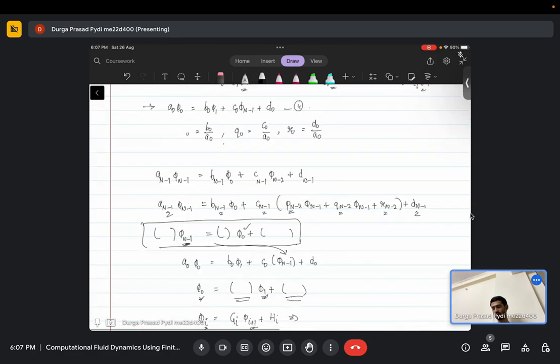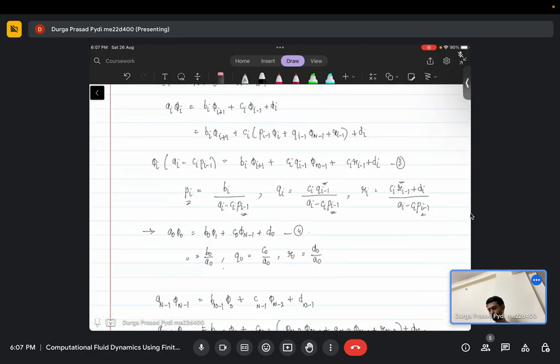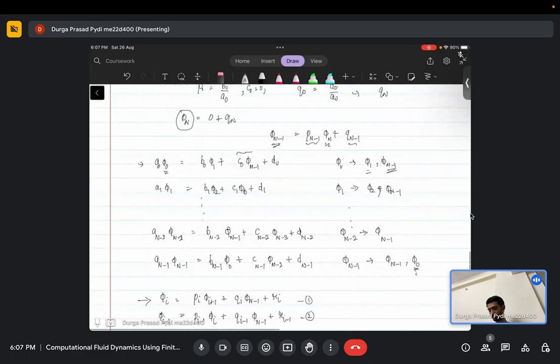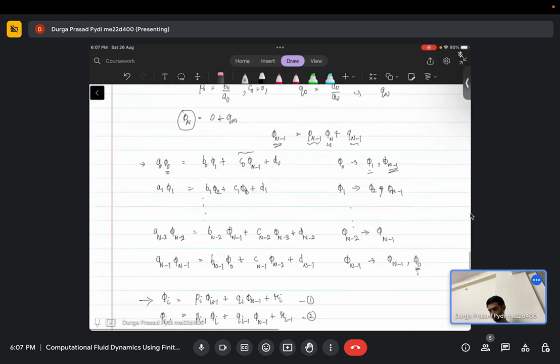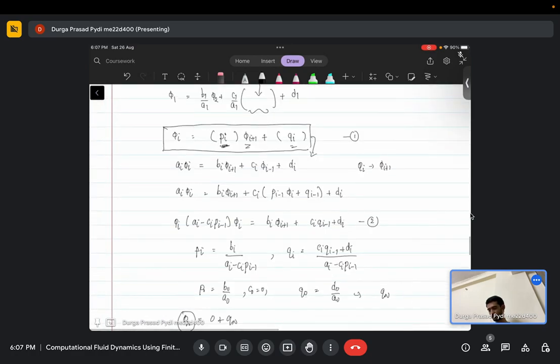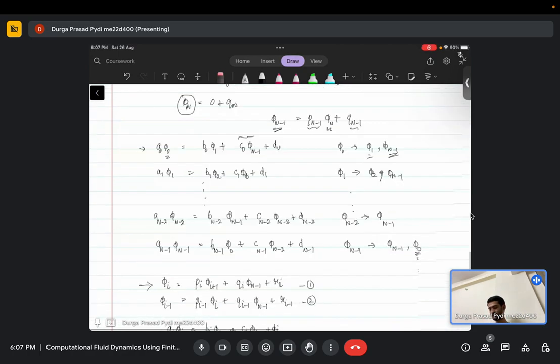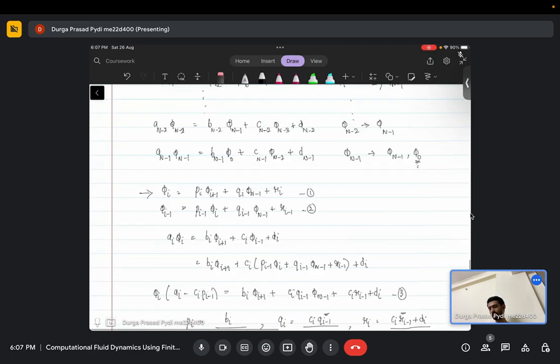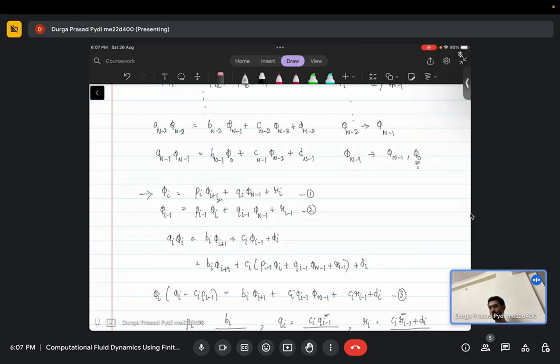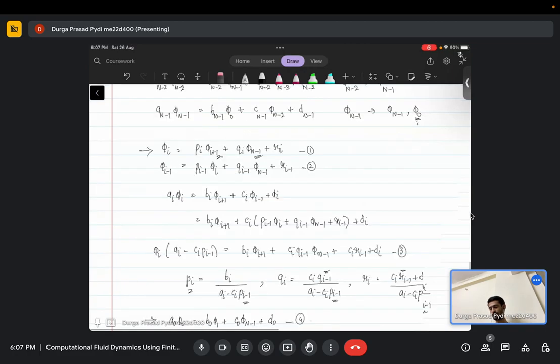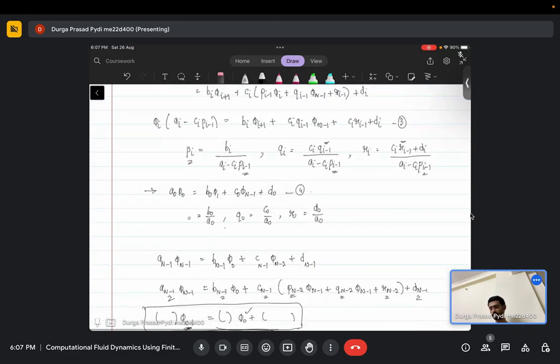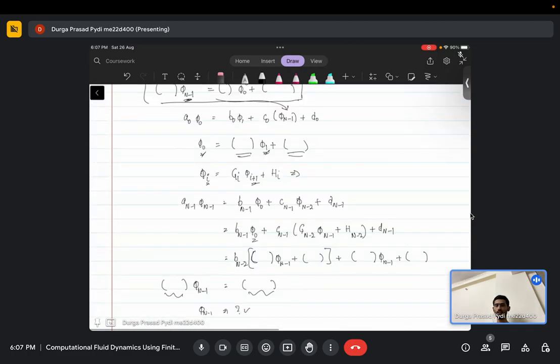The only difference between TDMA and this approach is the starting assumption. In TDMA, phi is expressed in terms of phi i plus 1 and some constant, but in the case of a circular one, in addition to the i plus 1 term, we also have an n minus 1 term, so that is what we will be adding. That will be the only difference. Remaining everything will be similar. The idea is very similar. Instead of one TDMA, you will be doing it 2 times.